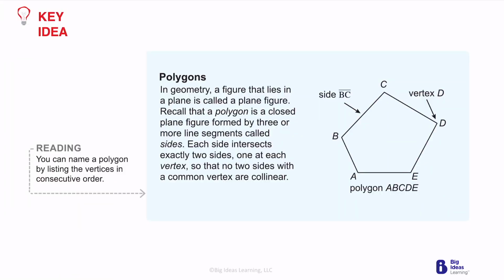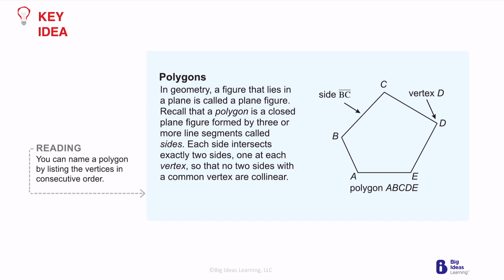All right, so remember in geometry, when you got a figure in a plane, it's called a plane figure. A polygon is closed off. It has to have 3 or more line segments called sides. Can't have 2, got to have at least 3. Each side will intersect exactly 2 other sides, and that intersection point is called a vertex.